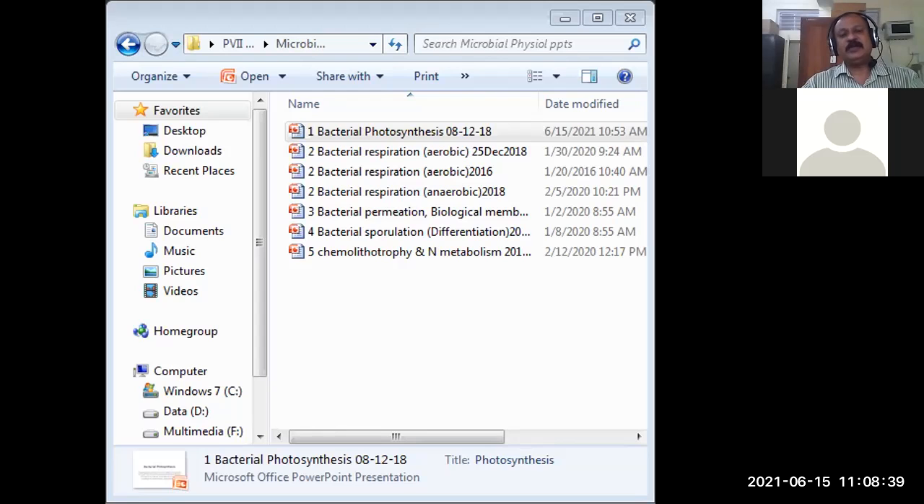Green bacteria. The slide is titled green bacteria, and it is like the type 1 reaction center which is present in the plants.